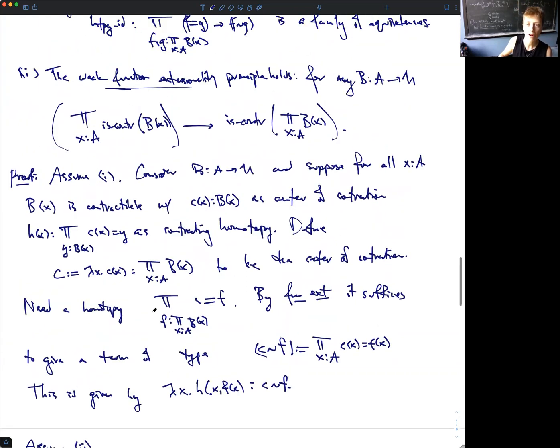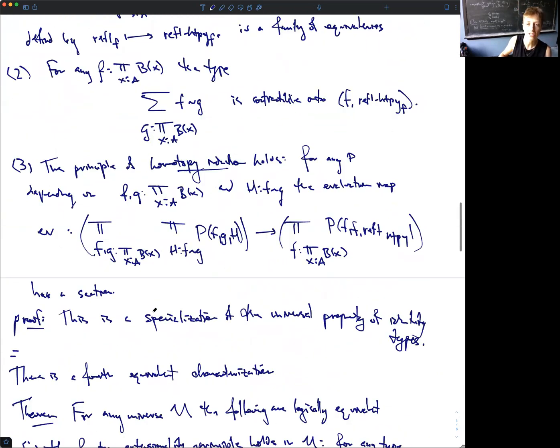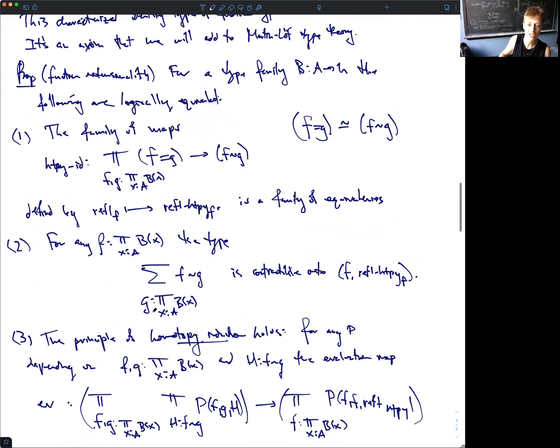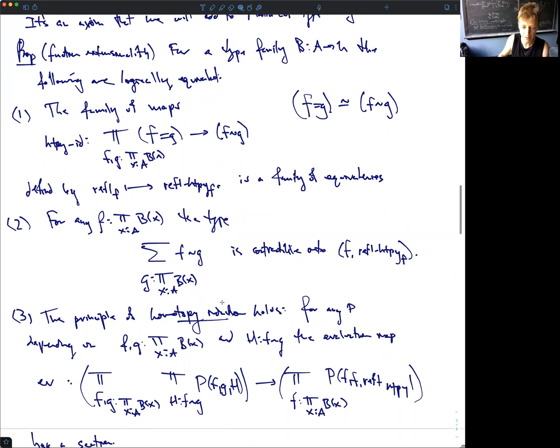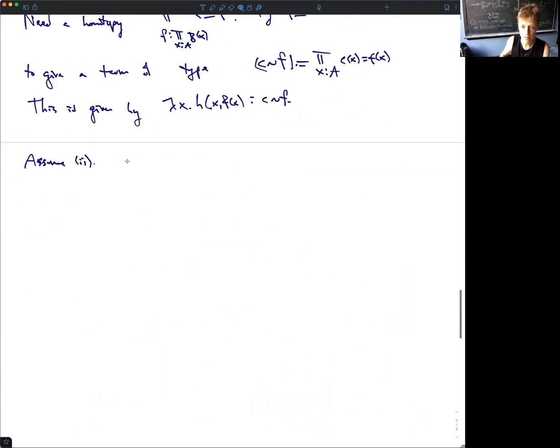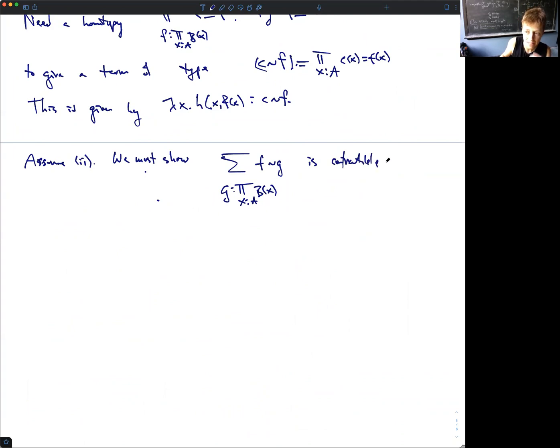By my first proposition that gave 3 logically equivalent characterizations of the function extensionality axiom, it would suffice to show that some total space is contractible. So let's do that instead. My goal is to show that this type here is contractible. And to do so, I'm going to relate it to some other type.